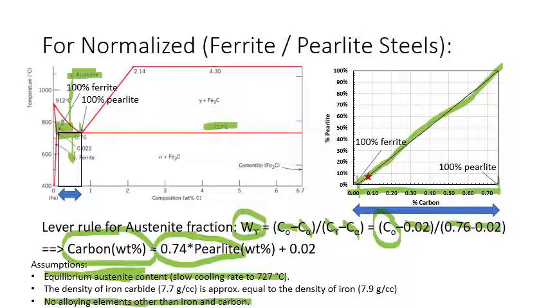So going back to the micrograph that we evaluated, if we said that micrograph has 0.065 or 6.5% pearlite in the microstructure, then that has got to be somewhere, based on our assumptions, around that amount of carbon. So about 0.07 weight percent carbon.